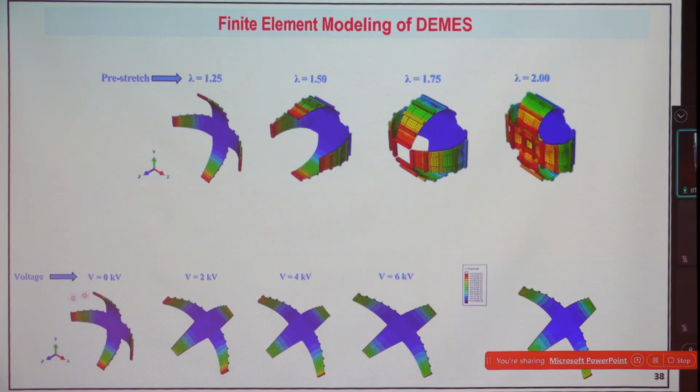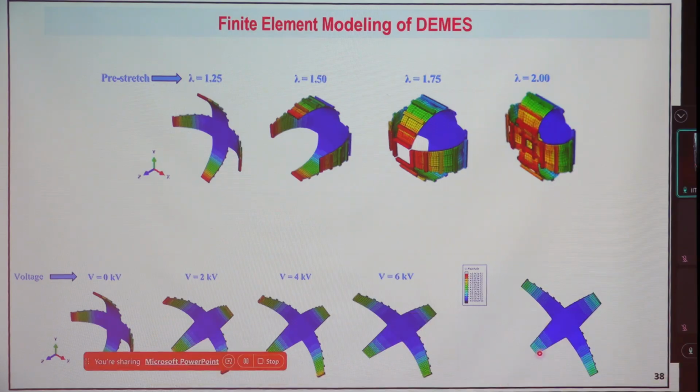Now when the voltage is applied for this particular case, it will try to open up, okay. So you can see with the help of this finite element GIF, how it is basically working. Initially, because of the pre-stage, it will try to go like this, and when the voltage is applied, it will try to flip, okay.